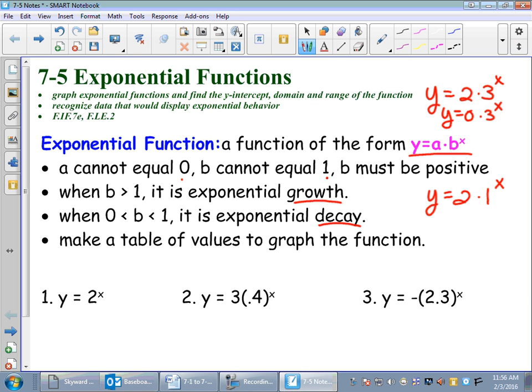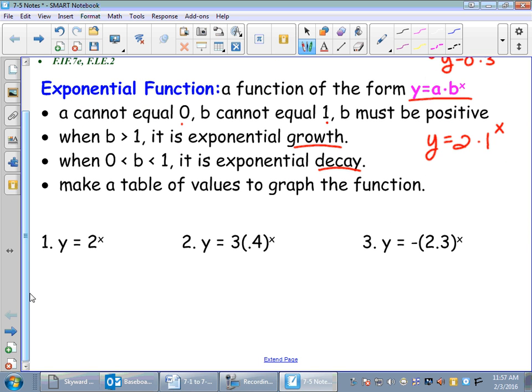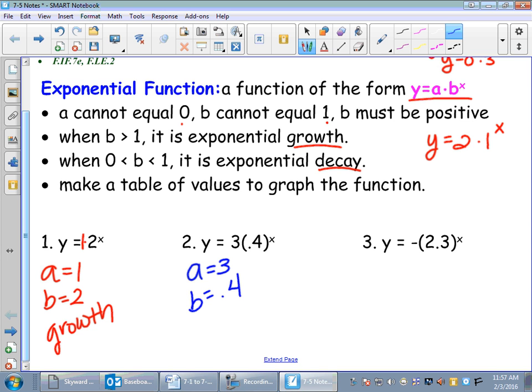So when we do this, you just make a table of values to graph the function and you plot them. You won't have a ton of points to plot. You're going to use more patterns. So looking at number one, my a value here is 1. There's a 1 out in front here that's just understood. My b value is 2. And so because b is greater than 1, this represents growth. For number 2, my a value is 3. My b value is 0.4, and because 0.4 is between 0 and 1, this would represent decay.